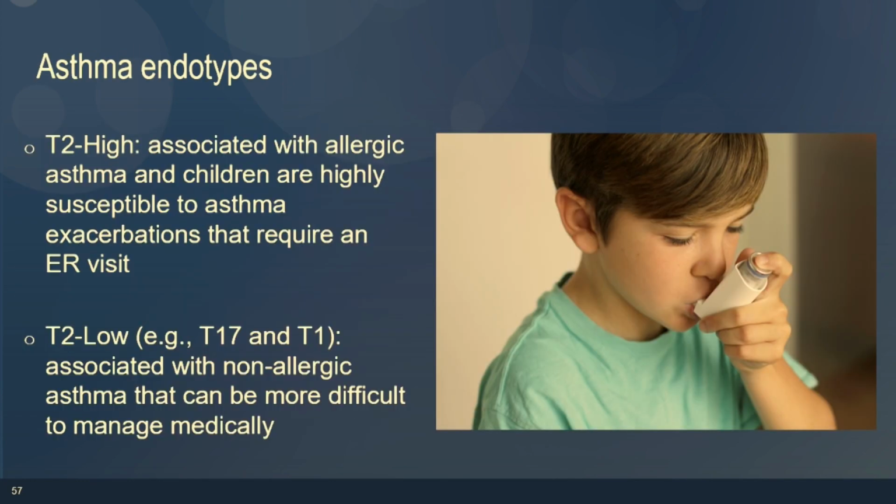So, asthma types. There are two clinically defined asthma endotypes. One is type 2 high, which is associated with allergic asthma in children, but that is also easily medically controlled. However, if a child with type 2 high asthma has an asthma attack, it's more likely they will have an exacerbation and will have to go to the ER for medical treatment. The second type is T2 low, which used to be separated out into T17 and T1. That's associated with non-allergic asthma, and that is much harder to control medically.